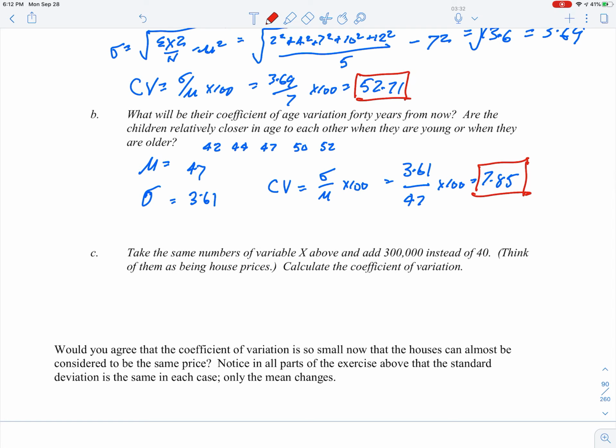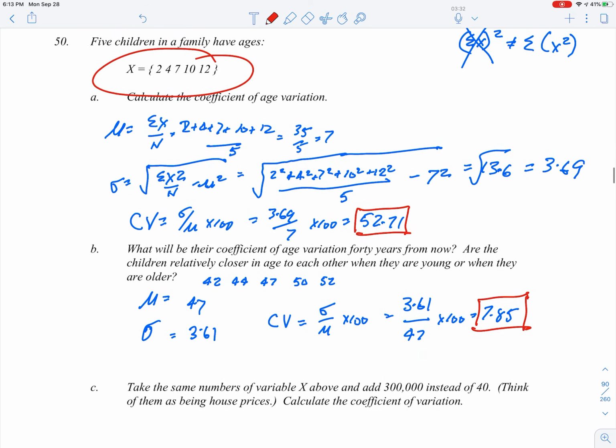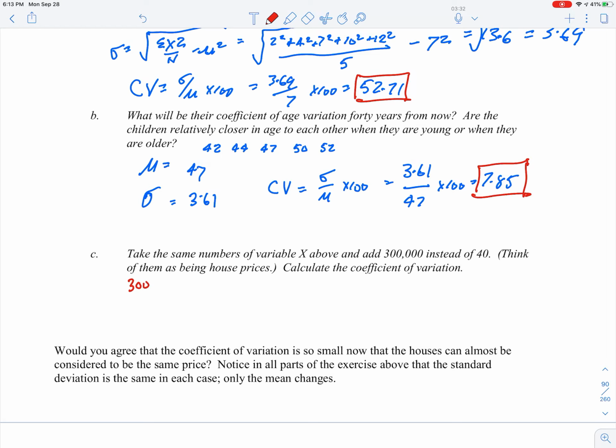Let's just finish this off here and say, now let's age these kids by 300,000 years. And if that sounds kind of goofy, think of it then in terms of house prices. So if we take a look at the original numbers there, which were 2, 4, 7, 10, 12 at the very top of the page here, and we're going to add 300,000 to them. We've got 300,002, 300,004, 300,007, 300,010, and 300,012. What's the mean? Well, it was 7. Now it's 300,007, because all we've done is add 300,000 to each one.